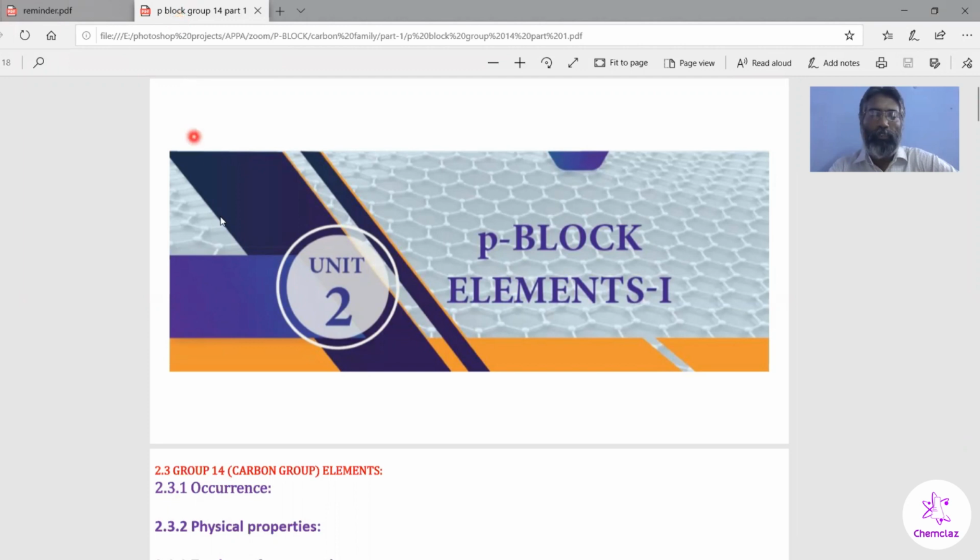Today we are going to discuss group 14. So p-block 1 has three parts. The first part is general properties. The second part is the boron family. The third part is the carbon family. The boron family belongs to group number 13. The carbon family belongs to group number 14.